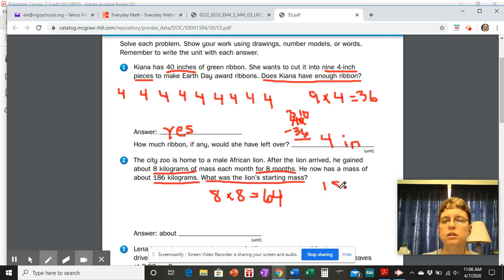So 186 minus 64. And I can do the subtraction because the bigger numbers are on top. So 6 minus 4 equals 2. 8 minus 6 equals 2. And 1 minus 0 is 1. So his starting mass was 122 kilograms. And we abbreviate kilograms as kg.